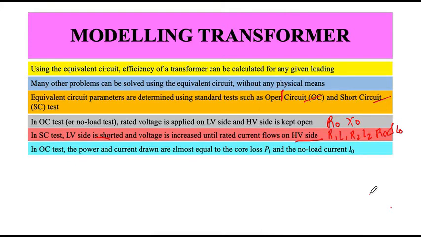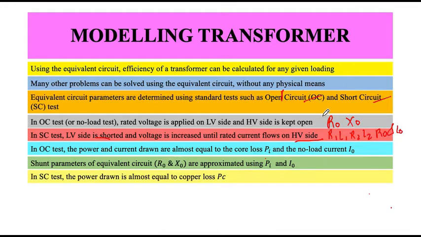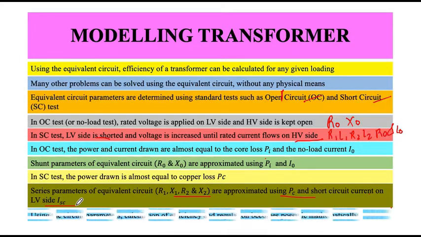Okay, so in the open circuit test, the power and current drawn are almost equal to the core losses and no load current. Shunt parameters of the equivalent circuit are approximated using this core loss and no load current, as I told here. In the short circuit test, power drawn is almost equal to copper loss, and the series elements of the equivalent circuit are approximated by this copper loss and the short circuit current on the low voltage side.